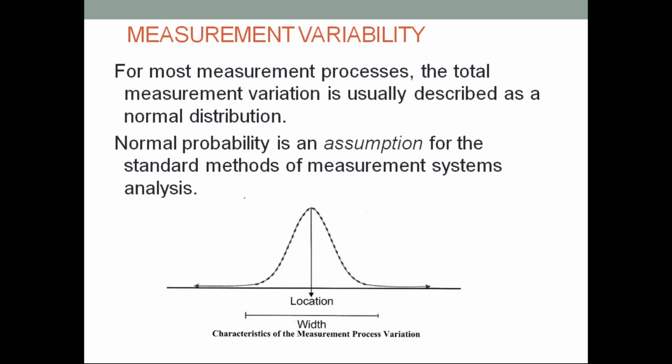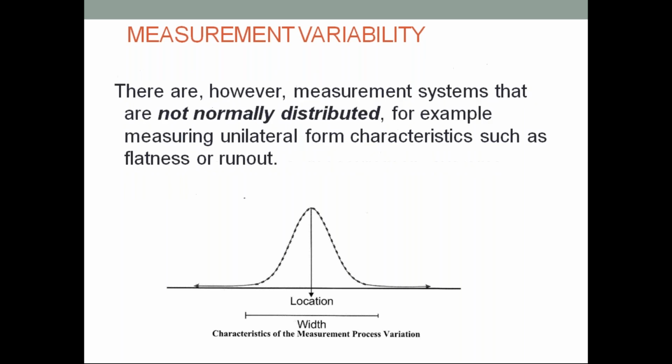For most measurement processes, the total measurement variation is usually described as the normal distribution. Normal probability is an assumption for standard methods of measurement systems analysis. So remember that. It's an assumption for an awful lot of things, and it's not always true that it applies.